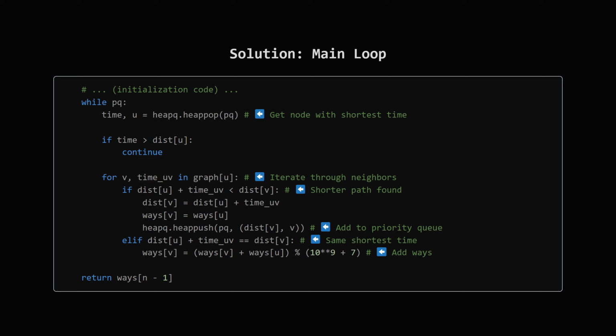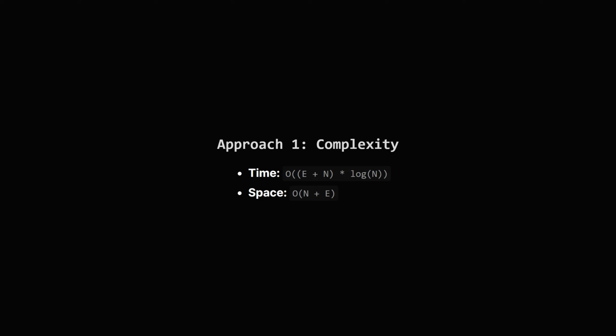Second, if the new time is equal to the current shortest time to reach v, it means there's another way to reach v in the same shortest time. So we update the number of ways to reach v by adding the number of ways to reach u. We use the modulo operator, 10 to the power of 9 plus 7, to avoid integer overflow. Finally, after the loop finishes, ways[n-1] contains the number of ways to reach the destination node, n-1, in the shortest amount of time. Let's talk about the time and space complexity of this solution.